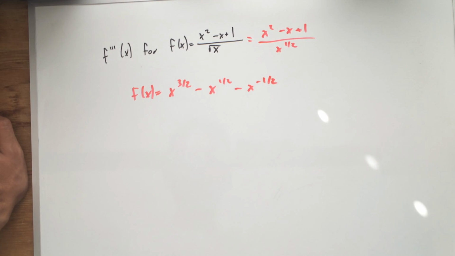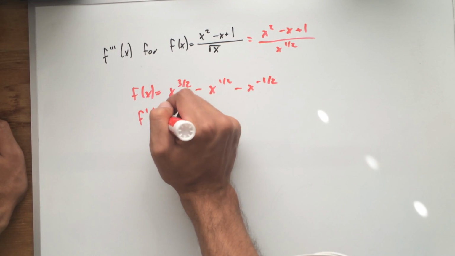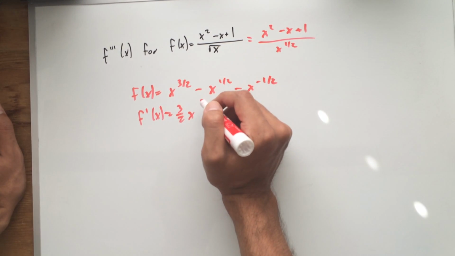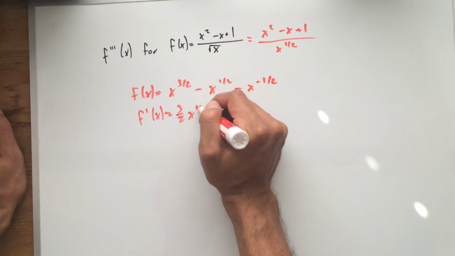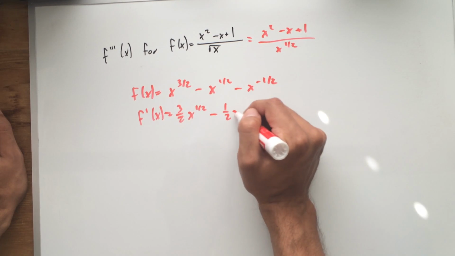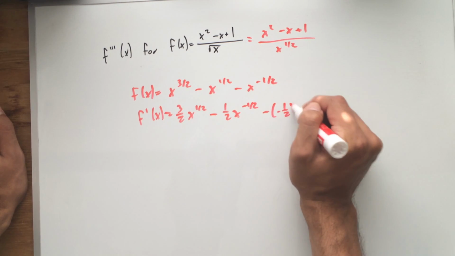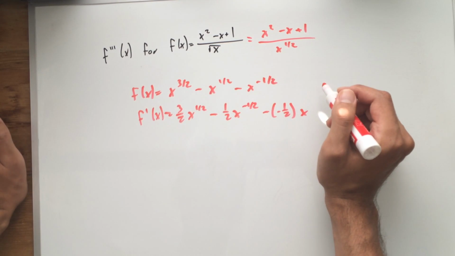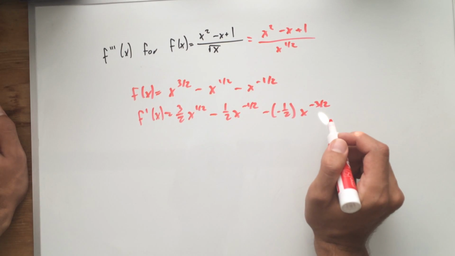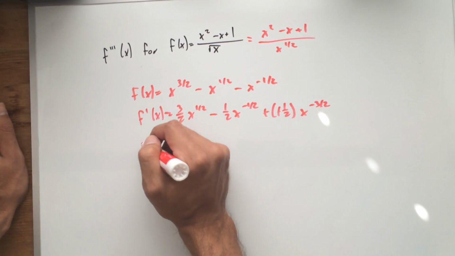So now we can find the derivative using the power rule. So f prime of x equals 3/2 x to the 3/2 minus 1, which is 1/2. Then we have negative 1/2 x to the negative 1/2 power. Then we have negative 1/2 minus 1, so we have negative 3/2, and this will actually be plus 1/2. So now you find the second derivative.